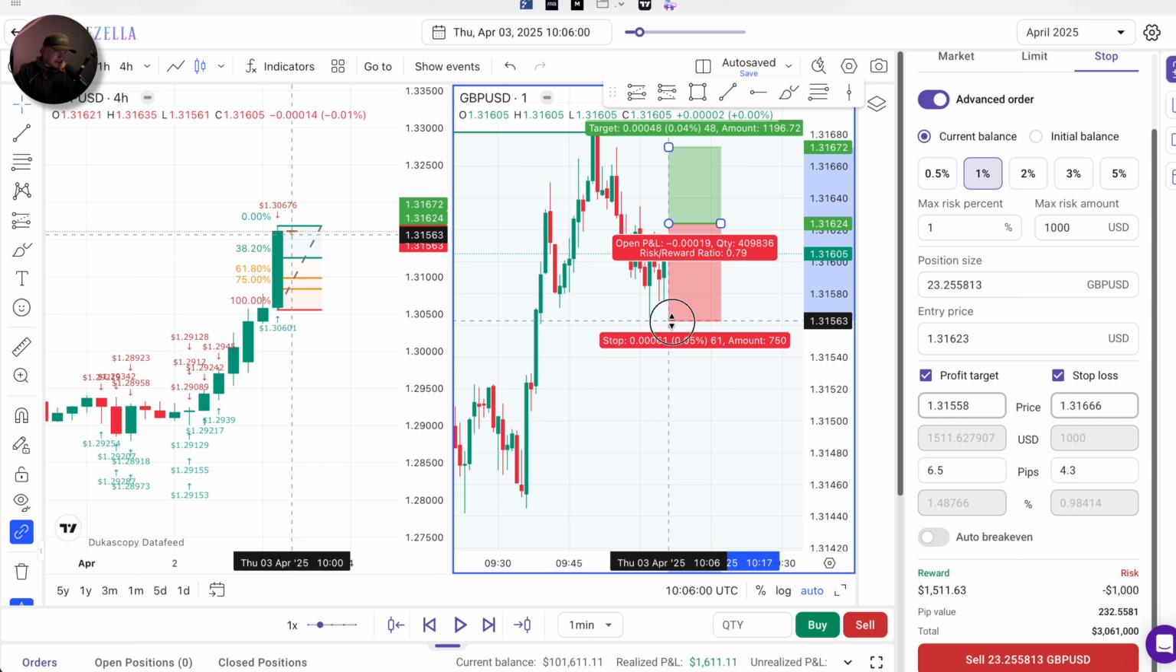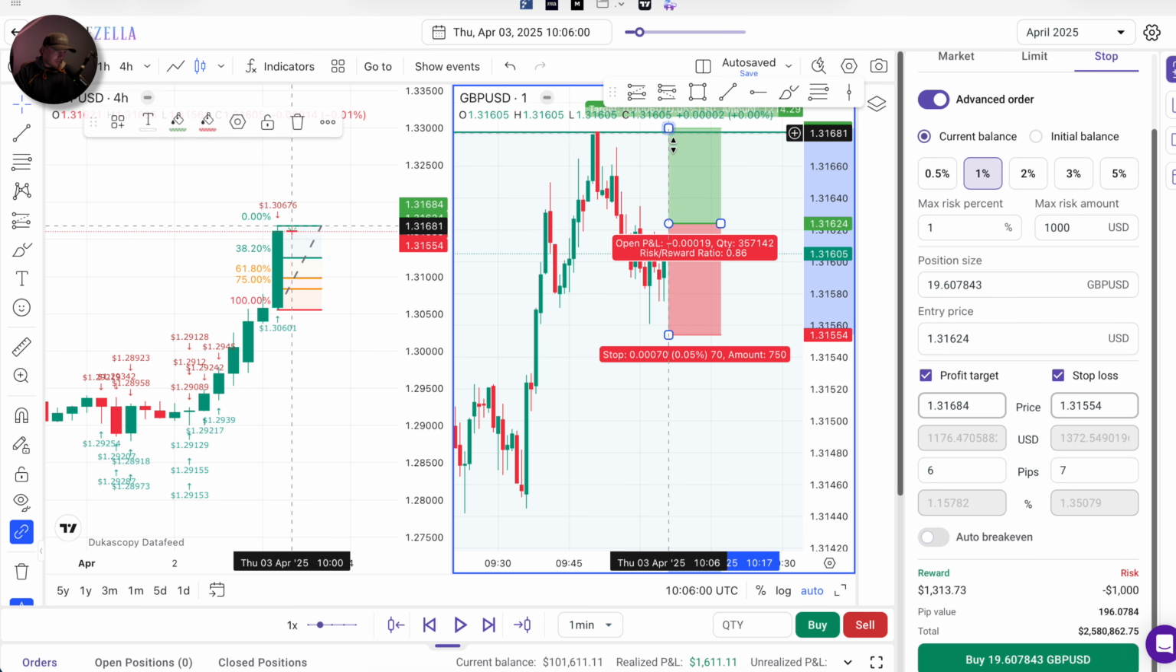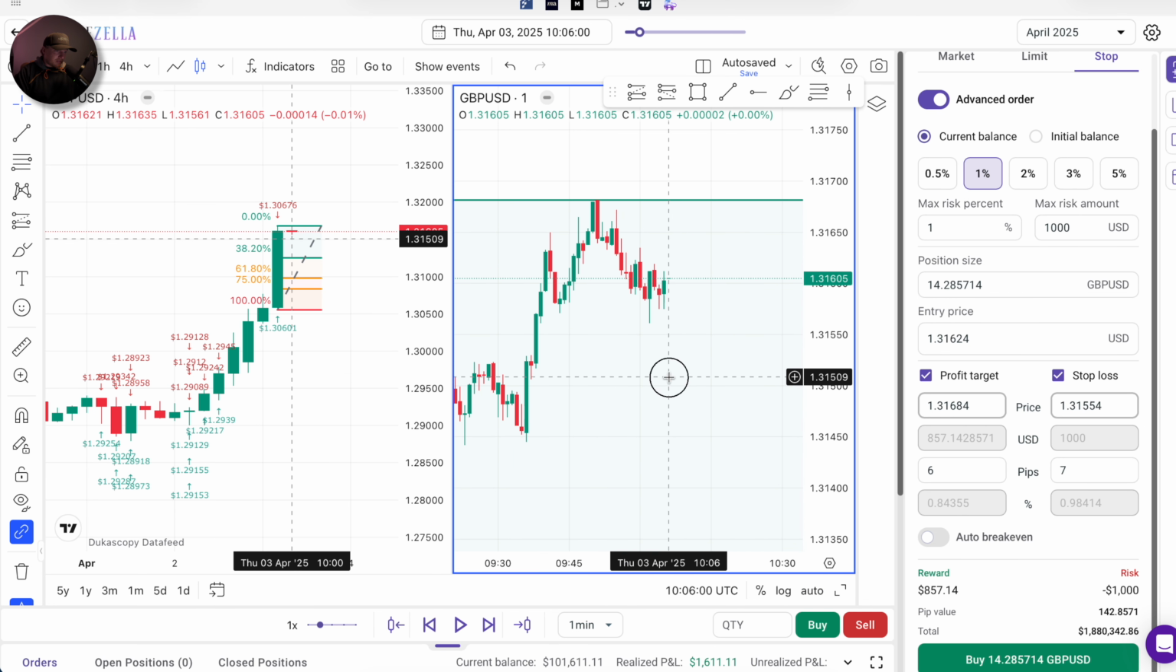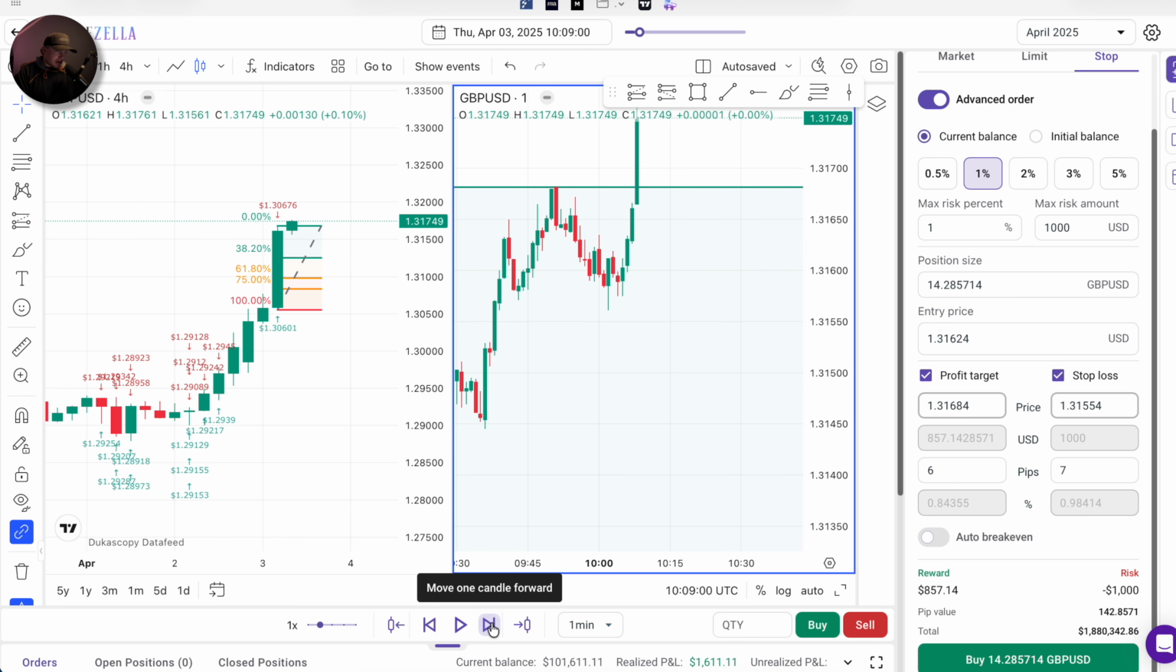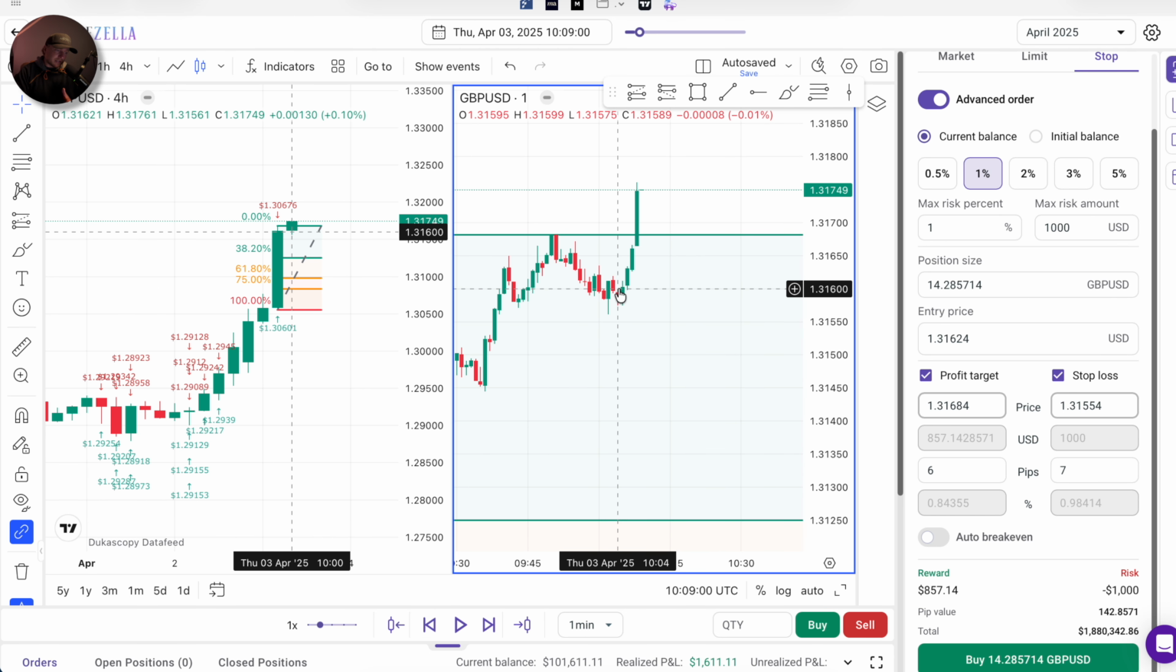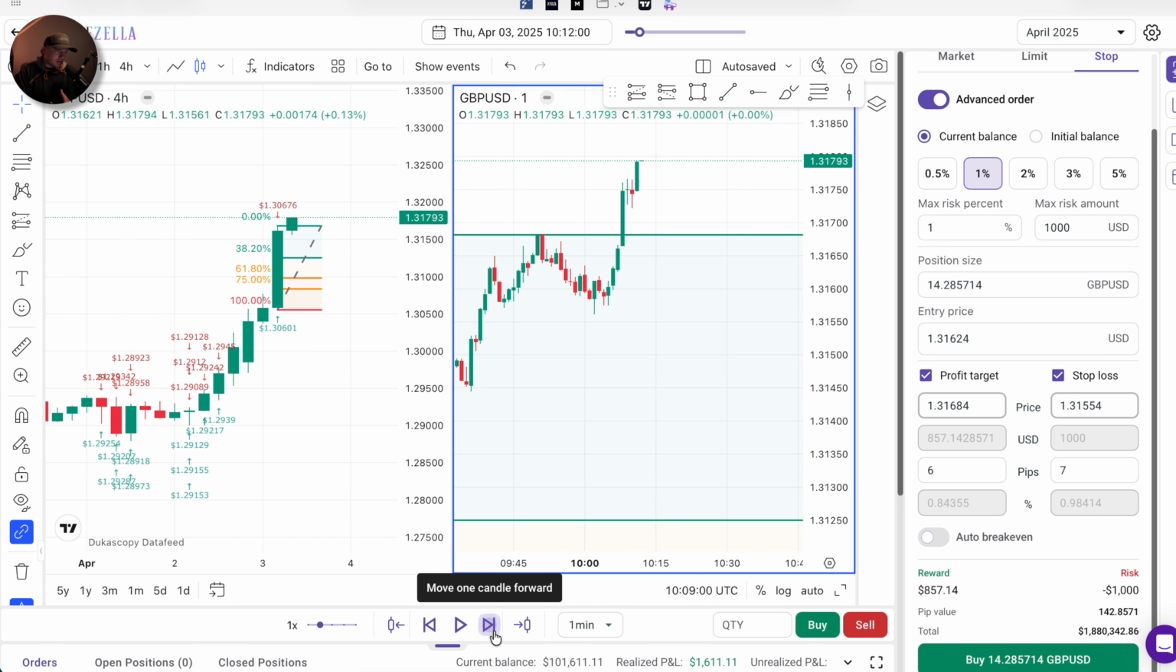If we break above there, I still don't think we'll be able to get a 1-to-1. It's a 7 pip stop loss, which is quite big. Can we get our 1-to-1? No. So we will stay away from that and see if we get price action further down. That would have ended up working out. But I always say, if I can't get a 1-to-1, I'm not going to go for the trade.